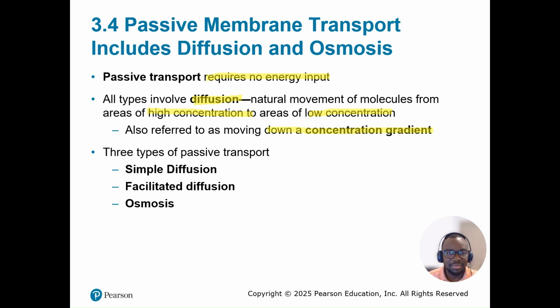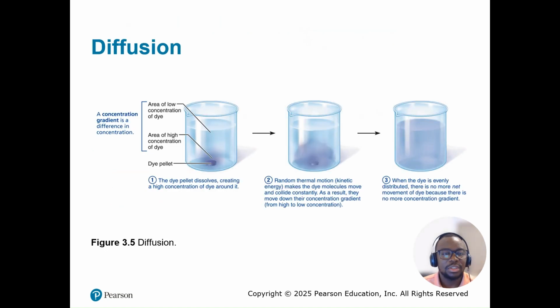Three types of passive transport: simple diffusion, facilitated diffusion, and osmosis. This figure illustrates diffusion in 3 steps. In the first step, a dye pellet is placed in a beaker of water. The dye pellet dissolves, creating a high concentration of dye around it.